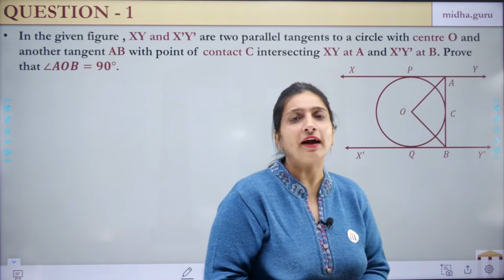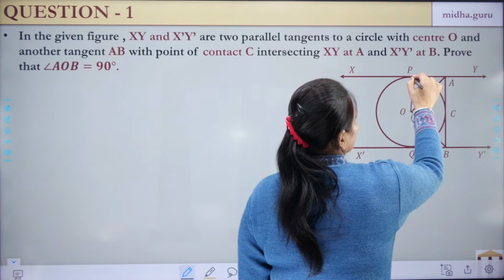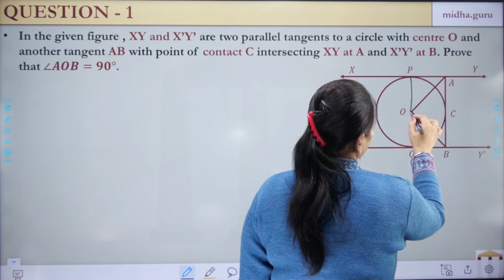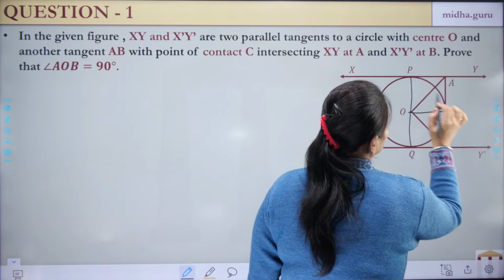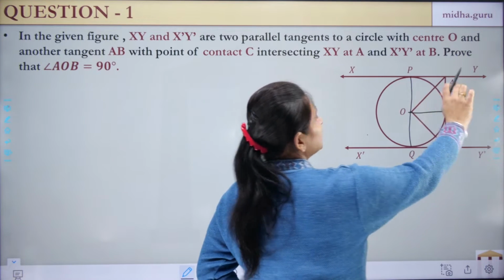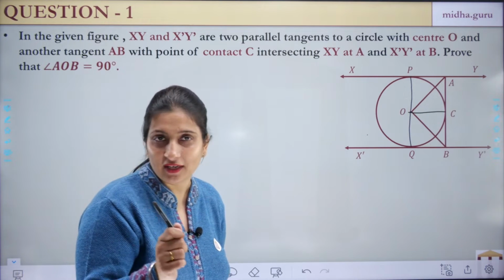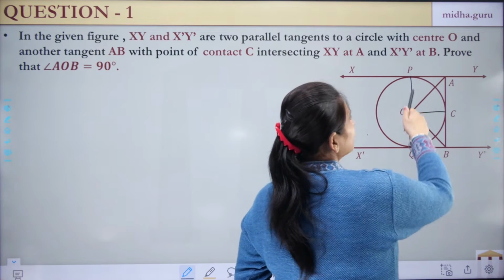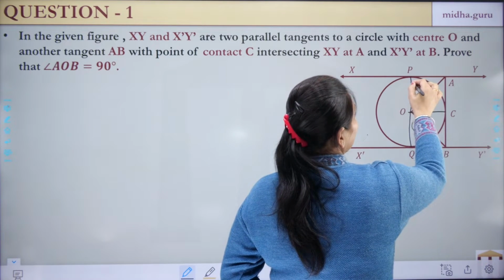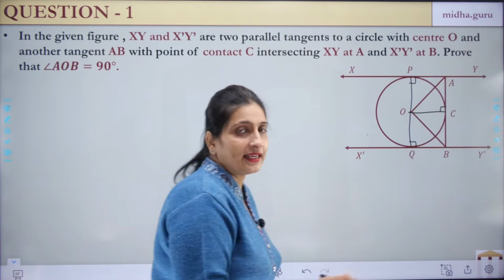We have to do some construction. We are going to join OP, OQ and OC. Next, we know angle OPY. Just tell me, what is angle OPY? Yes, it is 90 degrees from theorem 1: the line joining the center and point of contact is perpendicular to the tangent. So this will be 90 degrees. Similarly, these angles are also going to be 90 degrees.